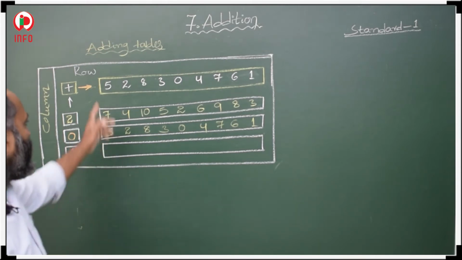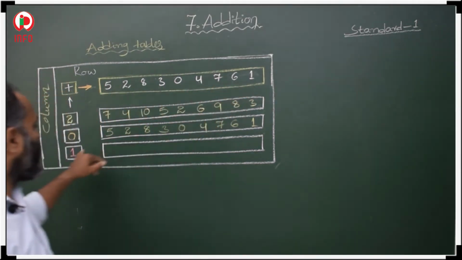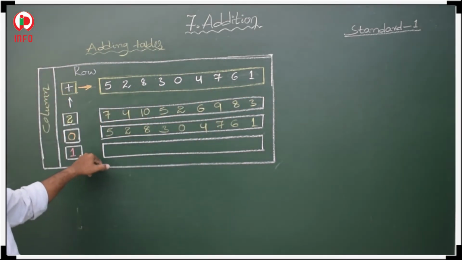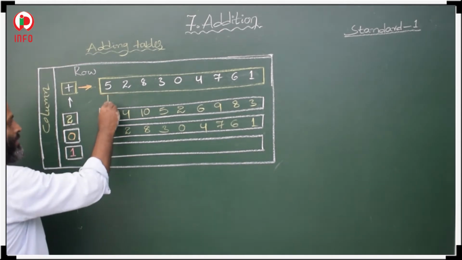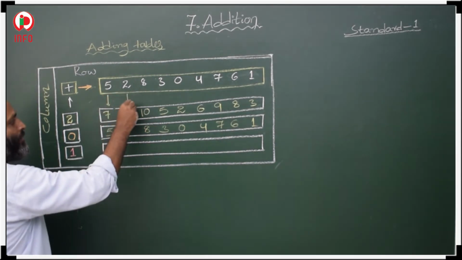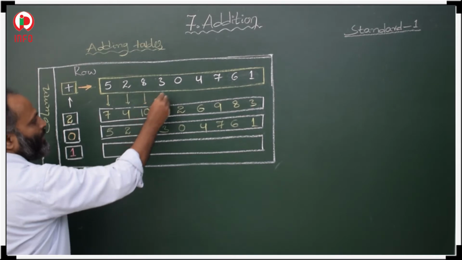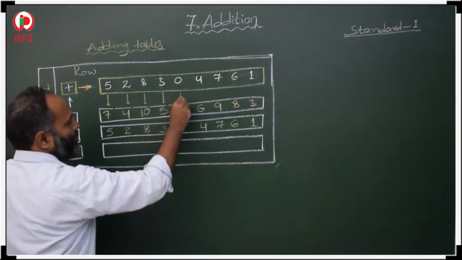Now, all these numbers we have to add with 1. This sum is the sum of this. Like this you have to keep arrows. Okay.